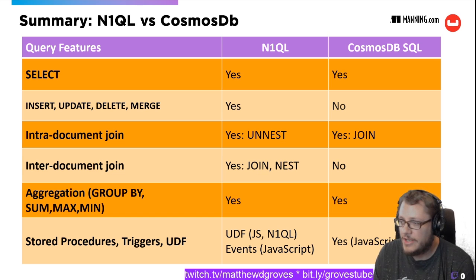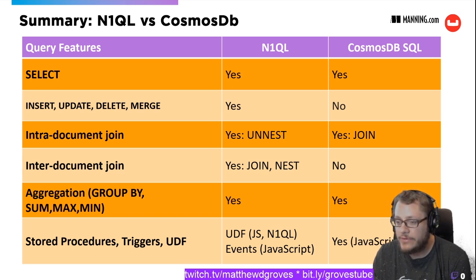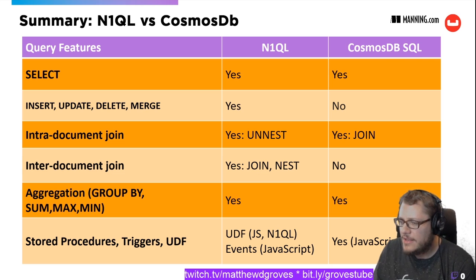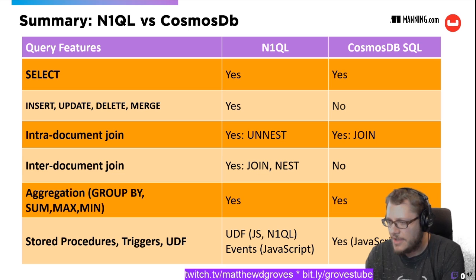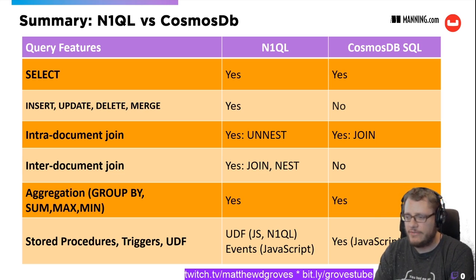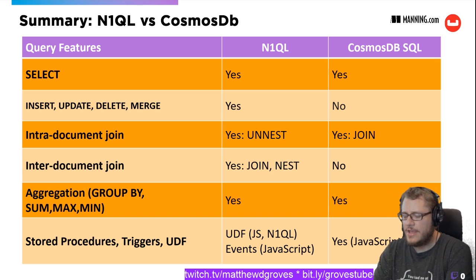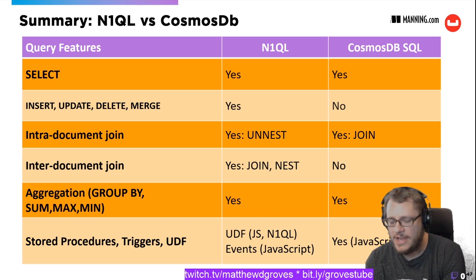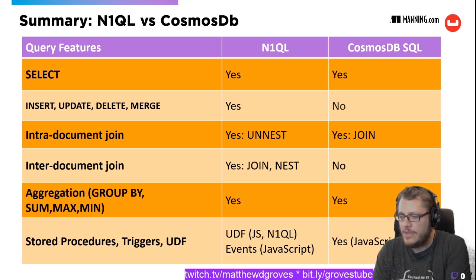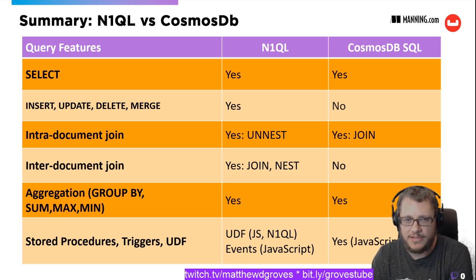With N1QL, it's called join and nest. Aggregation is now there in both. Until recently, Cosmos didn't have that. And you can do sprocs, triggers, and UDFs, kind of in both. So they're called those things in Cosmos. In Couchbase, you have UDF, and you have something called events, which are not exactly like triggers, but you can respond to data that's changed or deleted with some JavaScript code that you write. A mix of JavaScript and SQL.